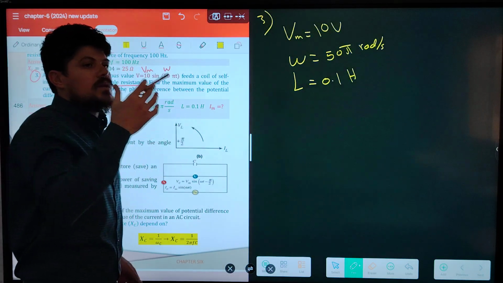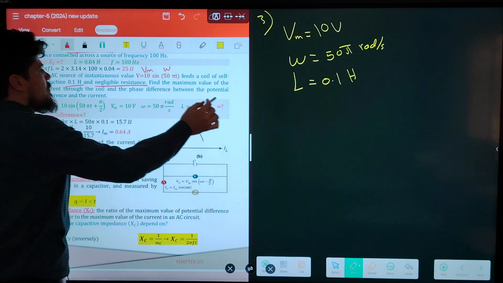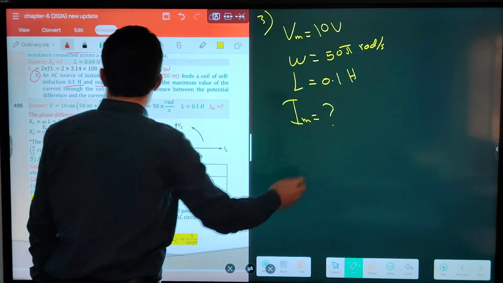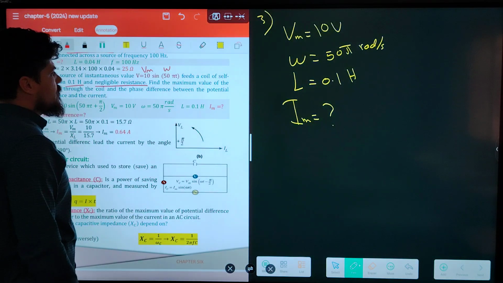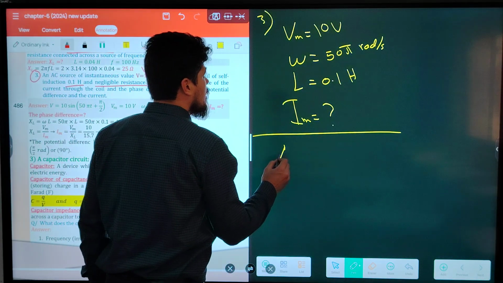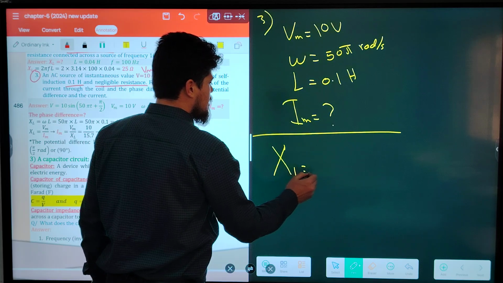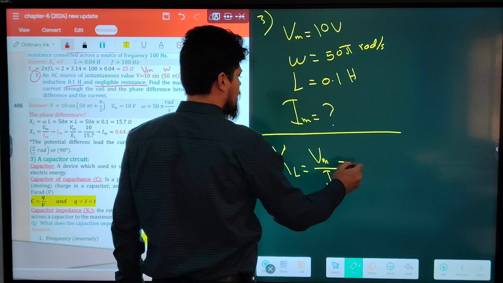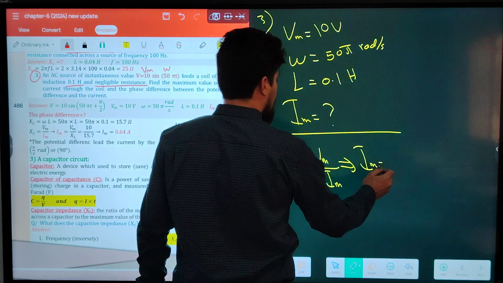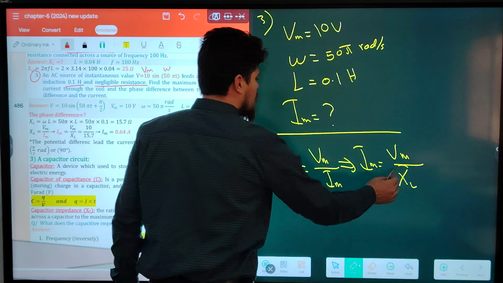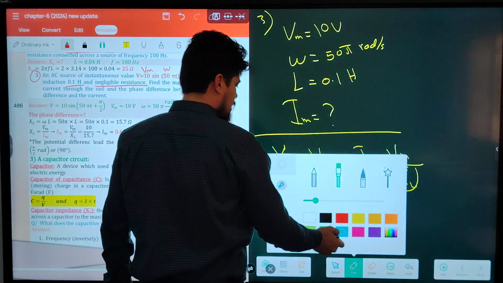What do you mean by negligible resistance? Resistance 0. Find the maximum value of the current Im through the coil and the phase difference between the potential and current. Im is equal to what? Guys, XL is equal to what? Vm over Im. So Im is Vm over XL. Do we have XL? No. But we can find it.